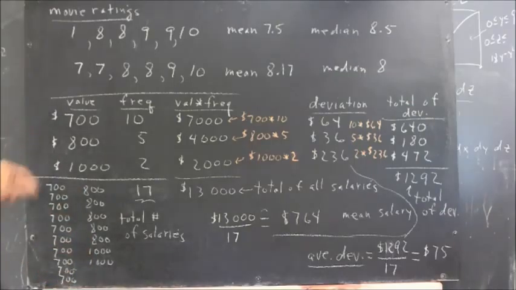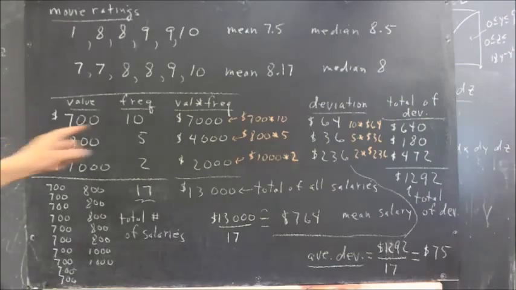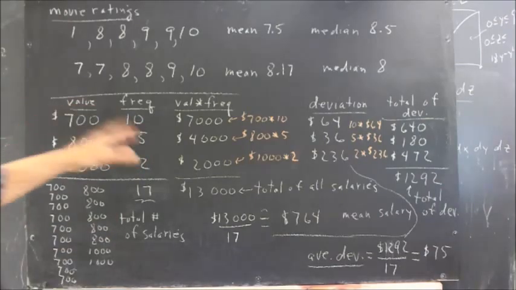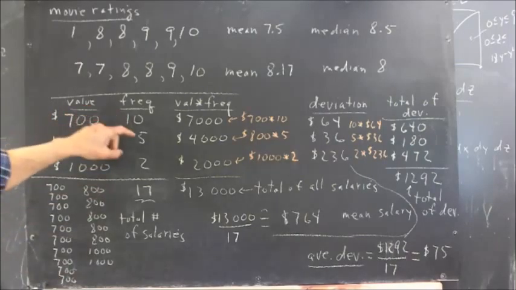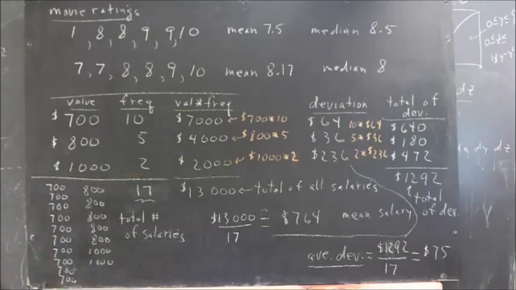We're going to use the more concise frequency distribution. That's what this is, a frequency distribution. Our values are 700, 800, and 1,000. Our frequencies are 10, 5, and 2. So we just do what we would do if we did write out the numbers.